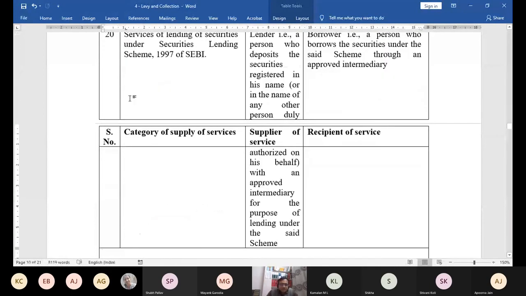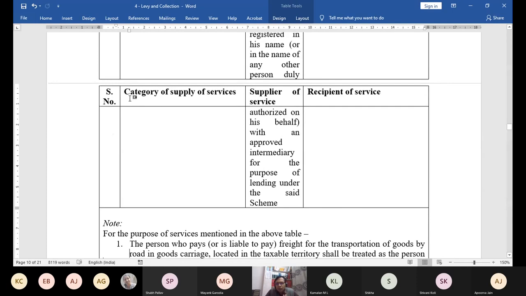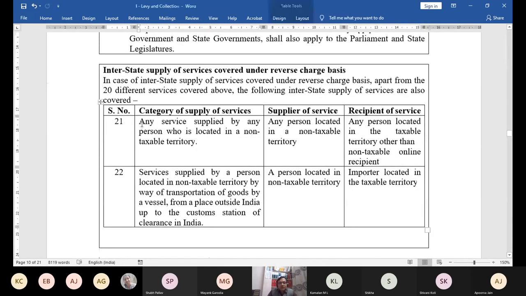As far as goods are concerned, we have a common list of goods which are covered under reverse charge under section 9(3), whether it is intrastate supply or interstate supply. But as far as services are concerned, these services are common. These 20 services, out of 20, I have asked you to note down 4. These are common for intra and inter, but there are 2 additional services which can only be interstate. These cannot be intrastate. So those 2 are separate. For this, we have a separate notification. These 2 are those which you should note down.